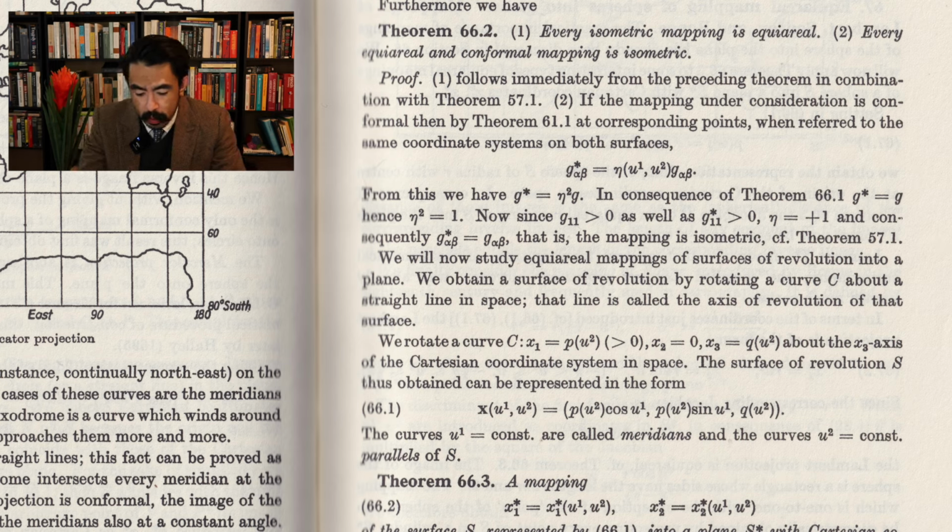From this, we have G star equals nu squared times G. In consequence of theorem 66.1, G star equals G, hence nu squared equals 1. Now, since G sub 1 is greater than 0, this is referring to a component of the first fundamental form, as well as G star sub 1 is greater than 0, nu equals positive 1, and consequently, G star sub alpha beta equals G sub alpha beta. That is, the mapping is isometric, for which refer back to theorem 57.1. So, thus concludes the proof.